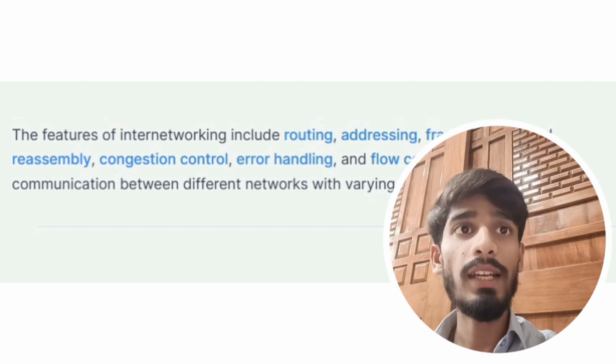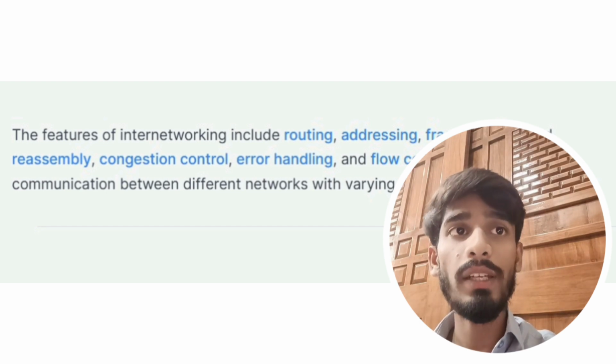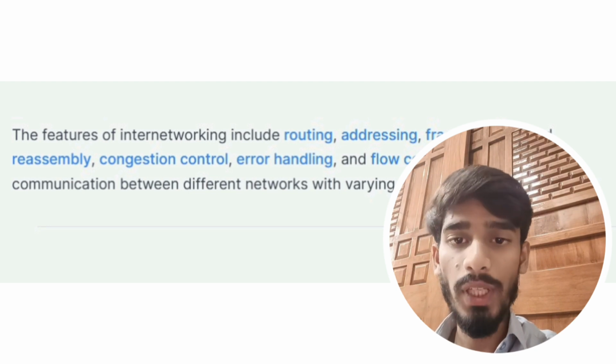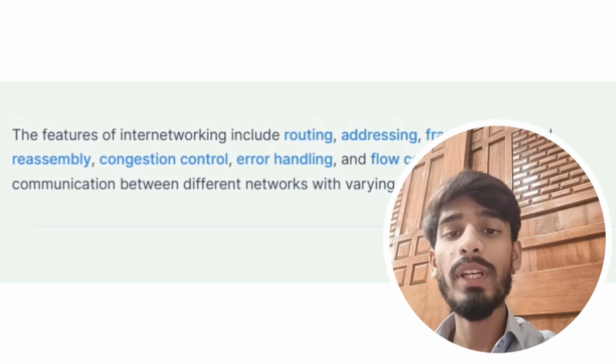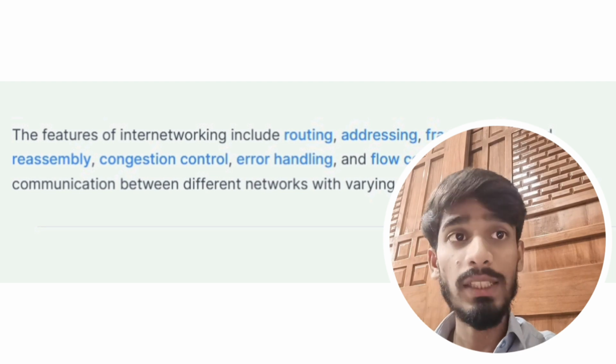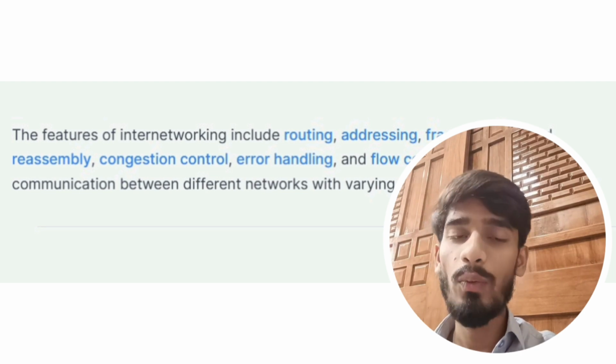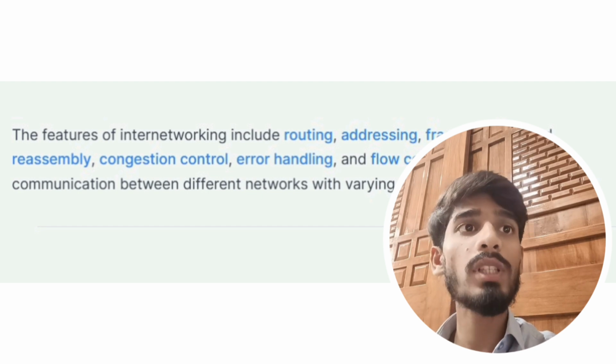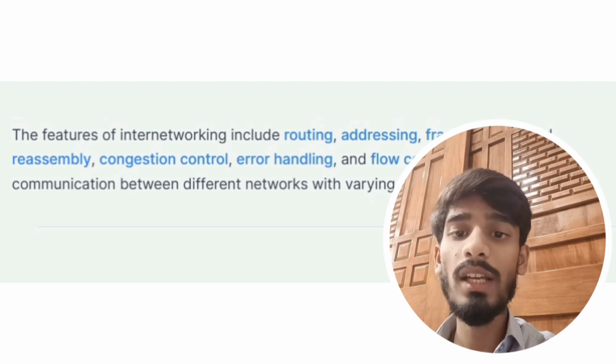Now, next, let us list the features of internetworking. The features of internetworking include routing, addressing, fragmentation and reassembly, congestion control, error handling and flow control, which enable communication between different networks with varying architectures and protocols.